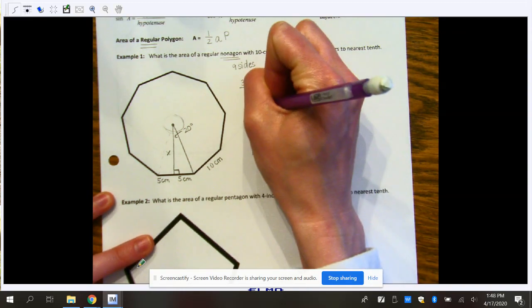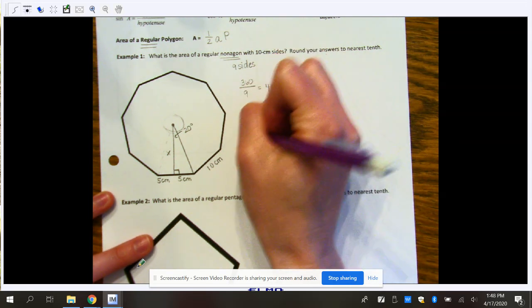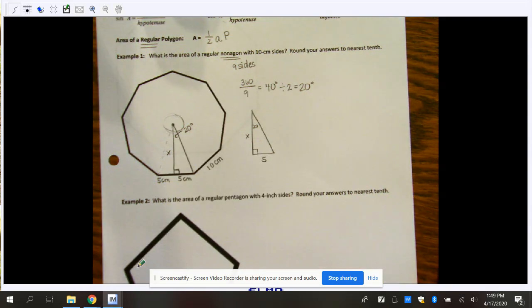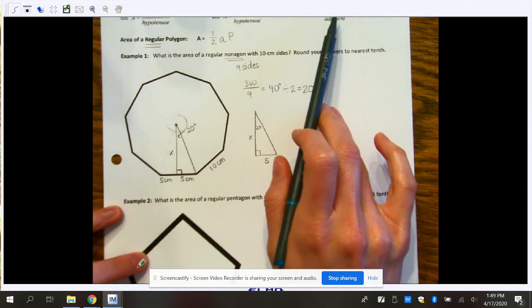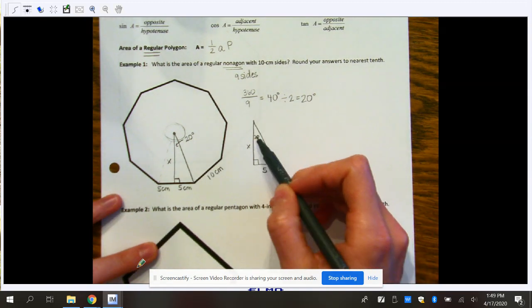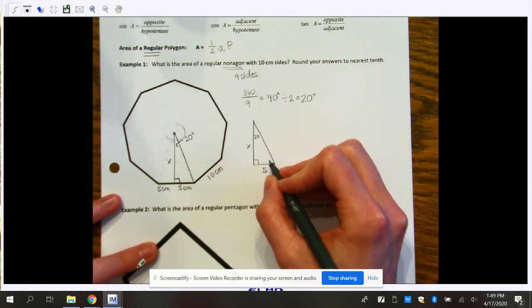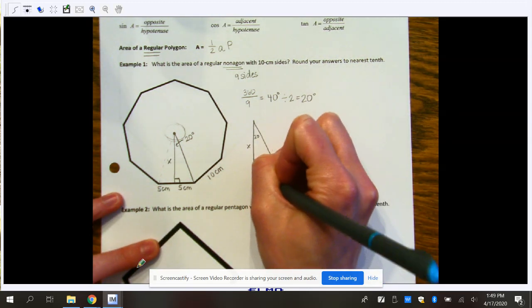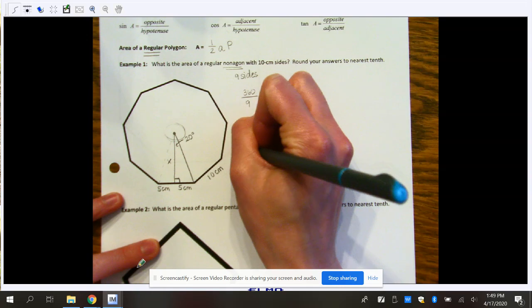I'm just going to redraw this a little bit bigger over here. So this angle is 20. This is the side that I am going to be trying to find. Now I need to figure out which trig ratio I'm going to use. When I label the sides according to this angle, this 5 would be my opposite side, and this x would be the adjacent side.